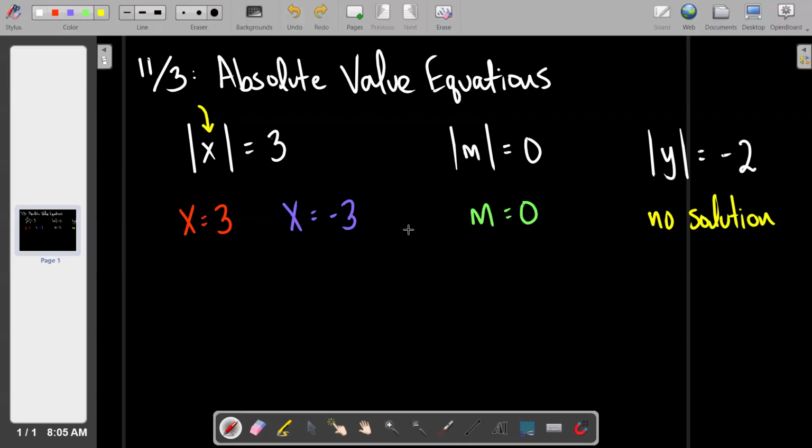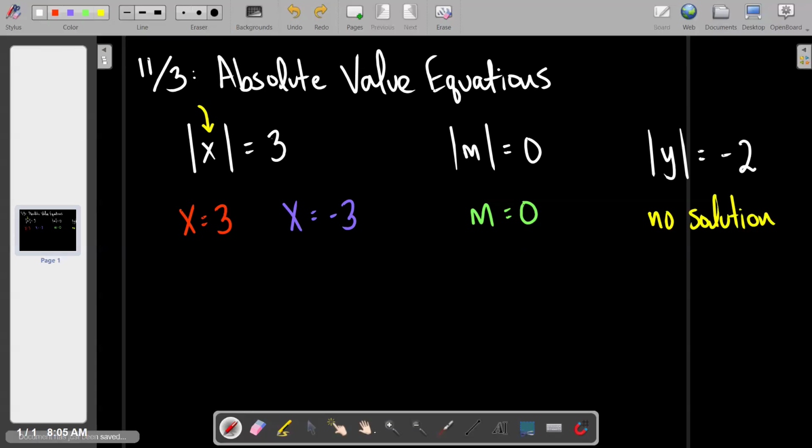These are the three situations that you're going to be faced with. You're going to be faced with absolute values that equal a positive and require two solutions, absolute values that equal 0 and require only one, and absolute values that try to equal a negative distance and can't be solved. Okay? Do you understand that? Okay. So let's actually solve an equation now.